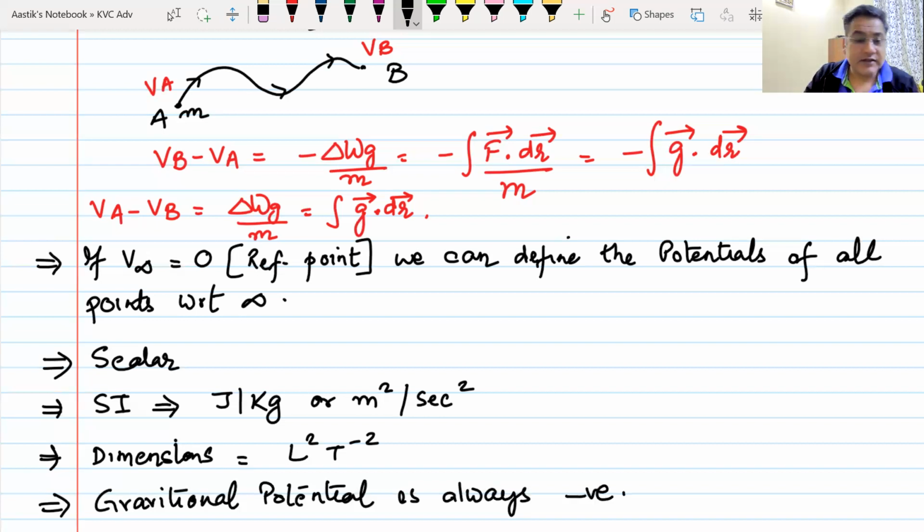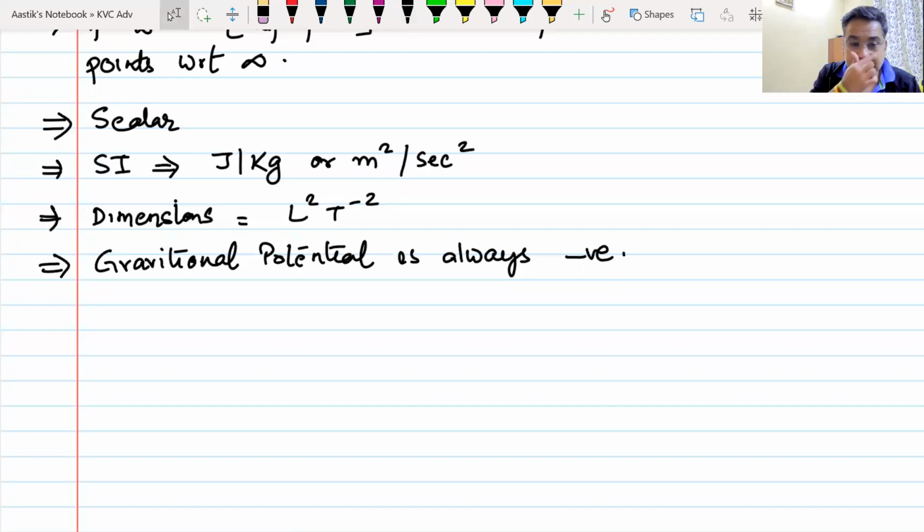Gravitational potential created by any mass is always negative. There is no mass in this universe which can produce a positive gravitational potential. This is how it is different as compared to your electrostatic potential. You understand this? Yes, sir. Okay.